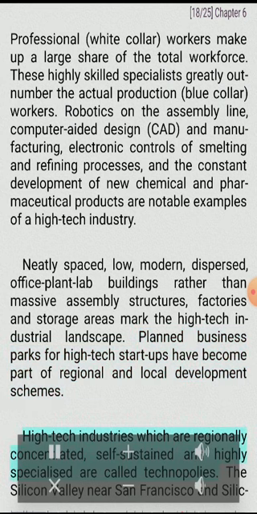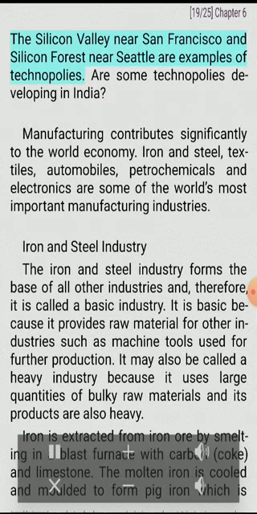High-tech industries which are regionally concentrated, self-sustained and highly specialized are called technopolies. The Silicon Valley near San Francisco and Silicon Forest near Seattle are examples of technopolies. Are some technopolies developing in India? Manufacturing contributes significantly to the world economy.